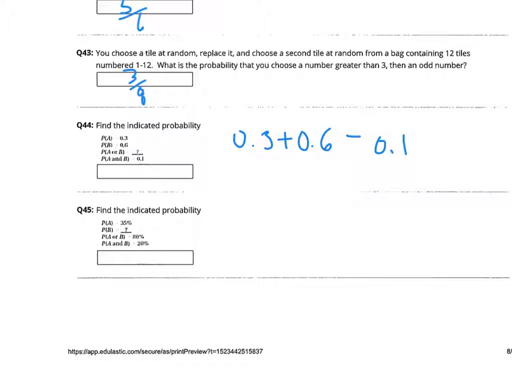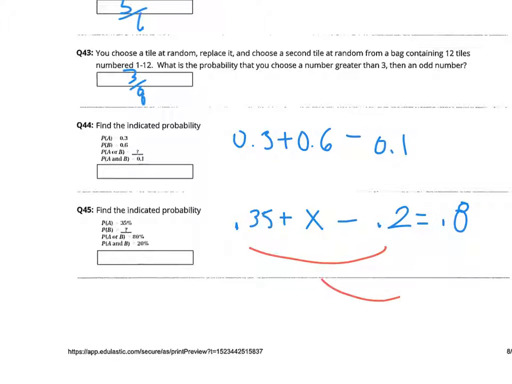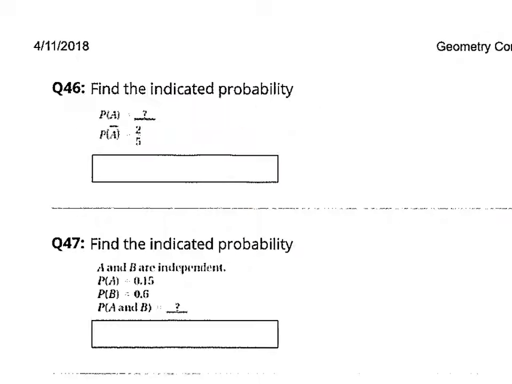45, very similar. We're going to take A plus B, so in this case they're percentages, to make it 0.35, plus B, which we don't know, we're going to call that X, minus 0.2, and that equals 0.8. So you're going to solve for X. So I would combine my like terms first, and then subtract them over to the 8.